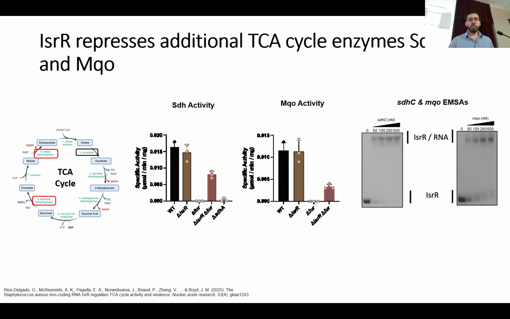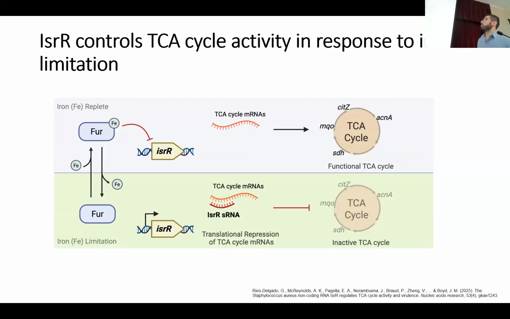So hopefully the work I presented here can convince you of this model where, upon iron replete conditions, FIR acts as a repressor, as we know it does, of IsrR. But during iron limiting conditions, FIR repression is relieved, we get expression of the small RNA IsrR, it binds to these different TCA cycle mRNAs and leads to their translational repression, all leading to an inactive TCA cycle.